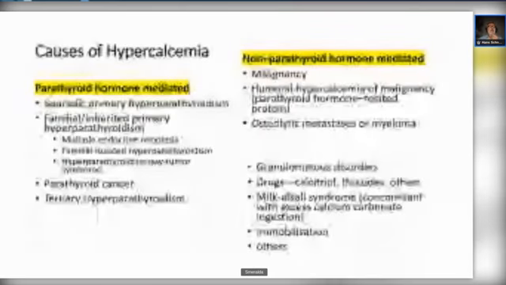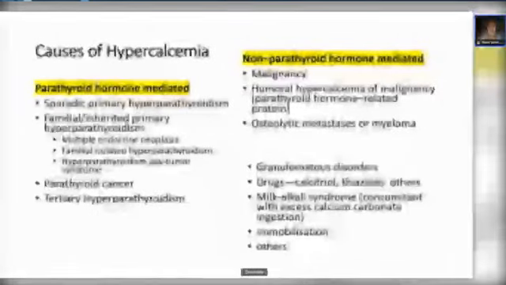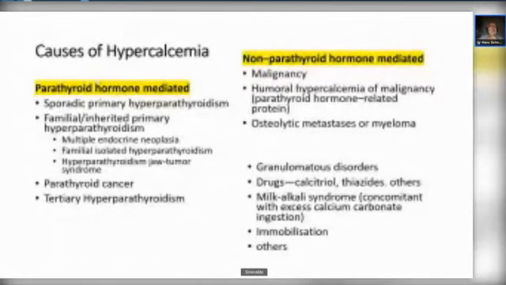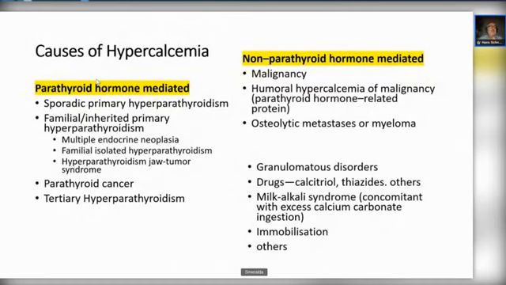If we look at the causes of hypercalcemia, really, there are two very big groups. The first group is the parathyroid hormone mediated, and the large majority of those are primary hyperparathyroidism, usually sporadic, but they can also be familial and inherited forms. They can be as multiple endocrine neoplasia. They can be as familial isolated hyperparathyroidism or the hyperparathyroidism jaw tumor syndrome. There is very rarely a parathyroid cancer, and I'll talk a little bit later about tertiary hyperparathyroidism.